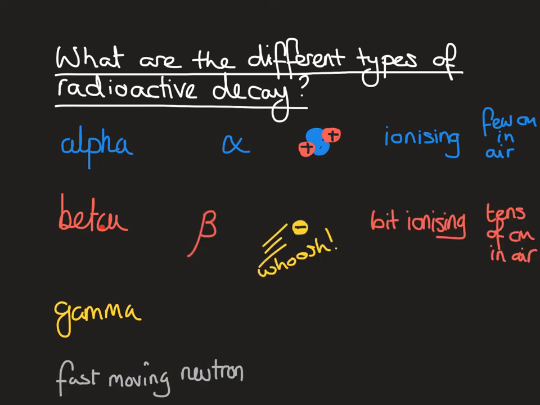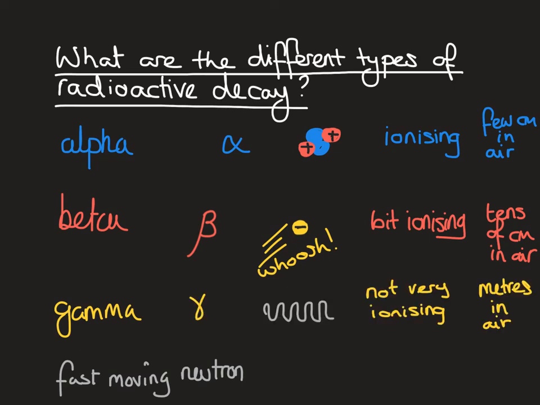If we now look at beta decay, and this is the symbol here for beta, beta is a fast moving electron. See, so it's going whoosh. Yeah, it's a great illustration. Beta decay is ionizing, but nowhere near as ionizing as alpha decay. And it can travel further because it's less ionizing. So beta decay could travel tens of centimetres in air, sort of up to a metre maybe, but more on a scale of tens of centimetres in air. But it's not as ionizing as alpha decay, but it can travel further.